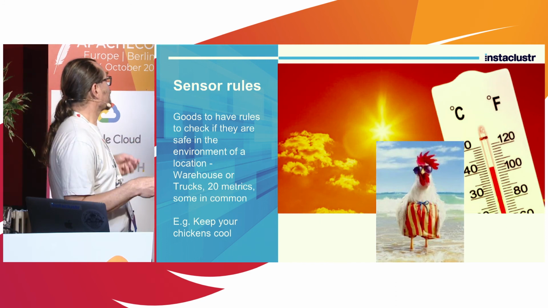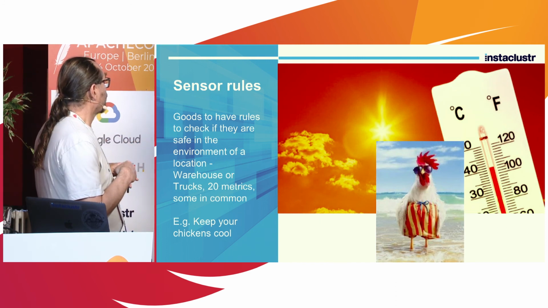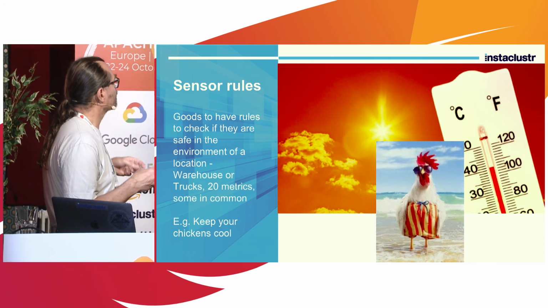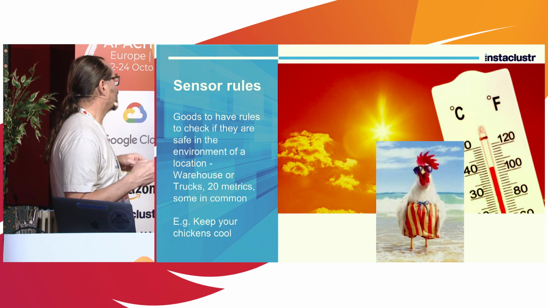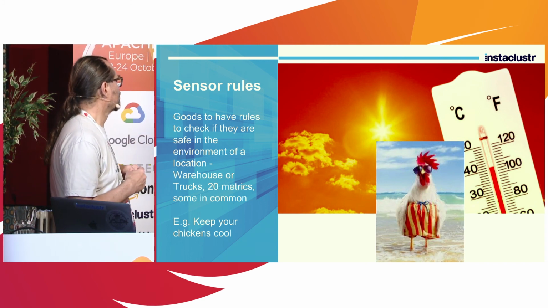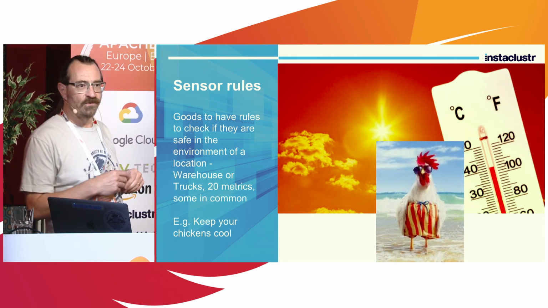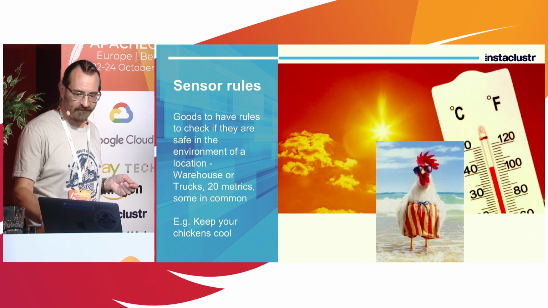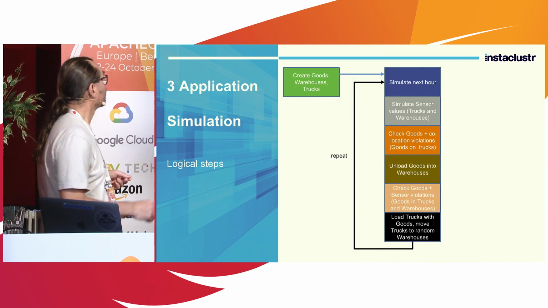The sensor rules, on the other hand, work like this. The goods have rules to check if they are safe in the environment of a particular location, either the warehouse or the truck. And as I've mentioned, there's about 20 metrics, some in common. So you want to keep your chickens cool while they're being transported and if they're being stored in a warehouse as well, just as an example.